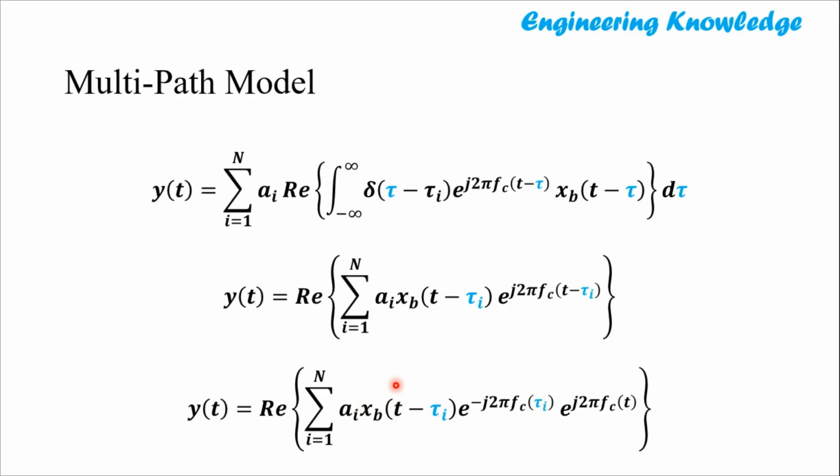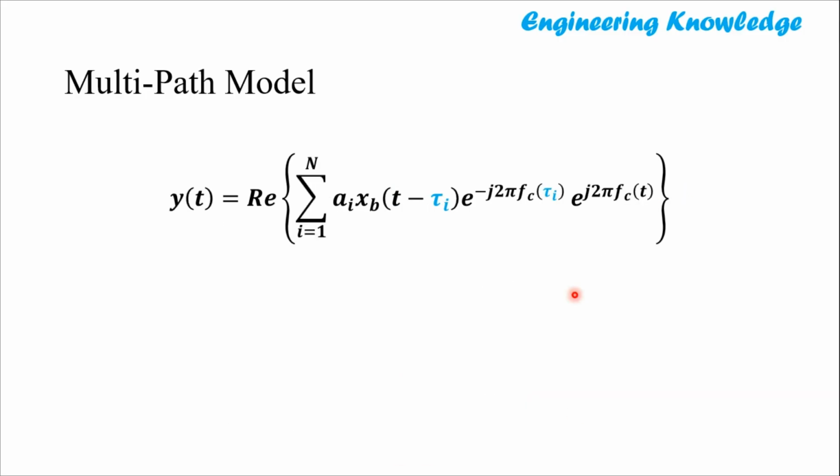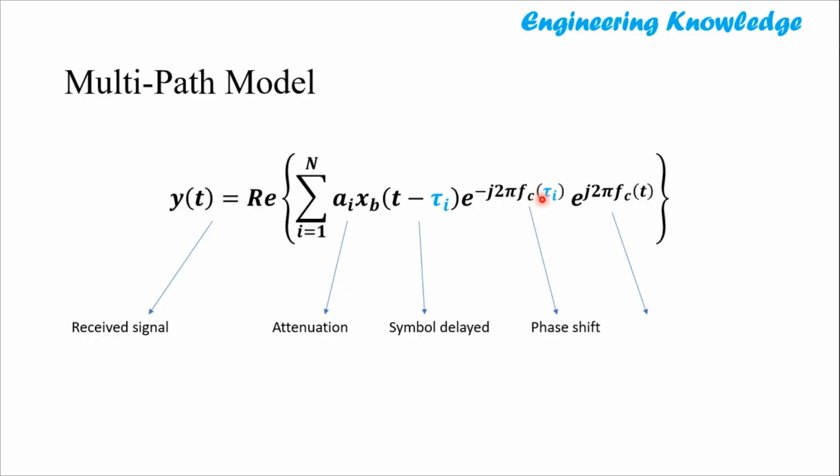So what is happening here? We can illustrate it more clearly. This is a very important equation in which the received signal is the real part of the summation from i equal to 1 to n of a_i x_b of (t minus tau_i) e raised to the power minus j 2 pi fc tau_i, times e raised to the power j 2 pi fc t. The first part is the received signal y(t). This a_i is nothing else but the attenuated amplitude due to multipath propagation. This is the delayed version of the symbol that was transmitted, and this is the phase. What is e raised to the power minus j 2 pi fc tau_i? Since tau_i is constant, it's not a function of time, and therefore it is just a phase. The phase is minus 2 pi fc tau_i, as I described earlier. So this is just the phase shift, and this is the carrier frequency fc.